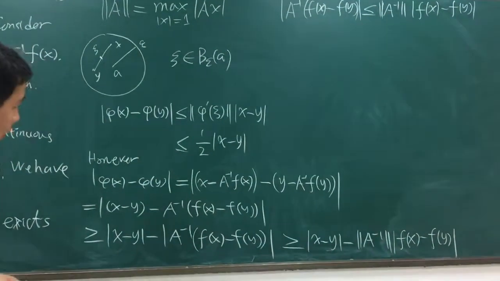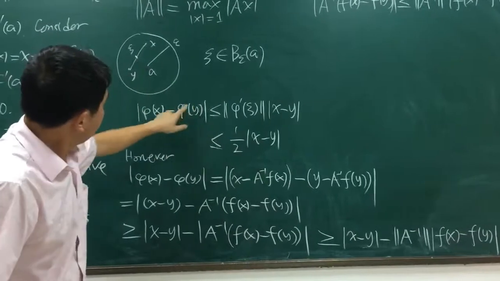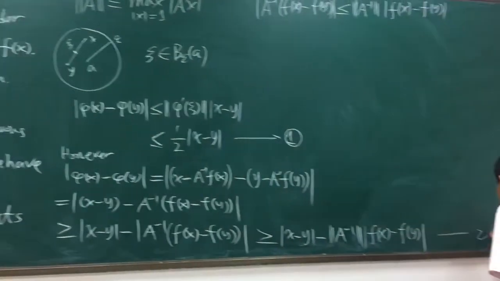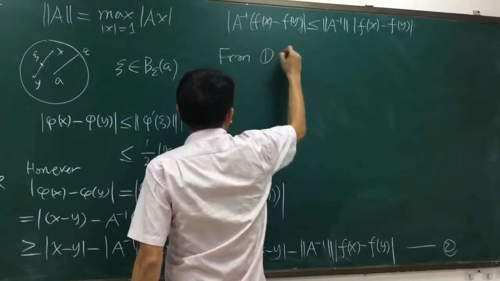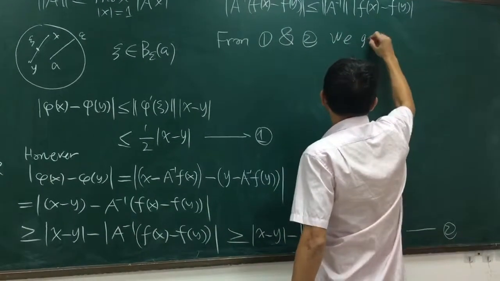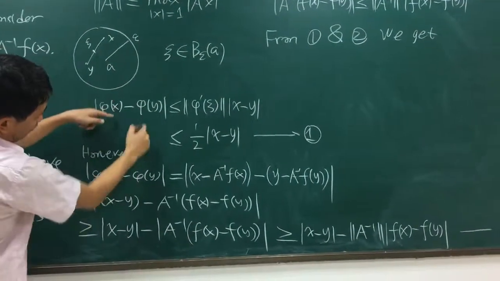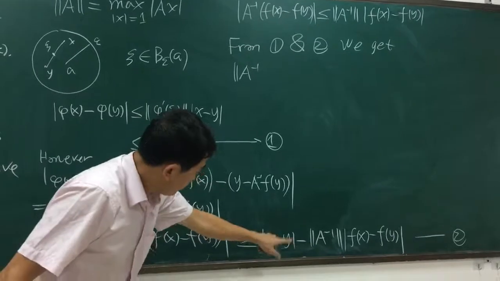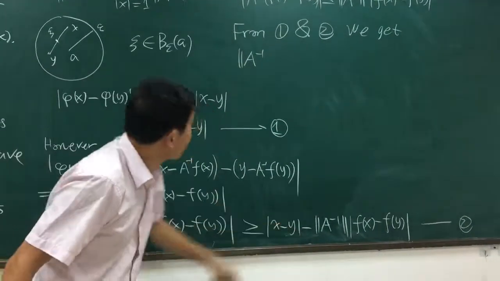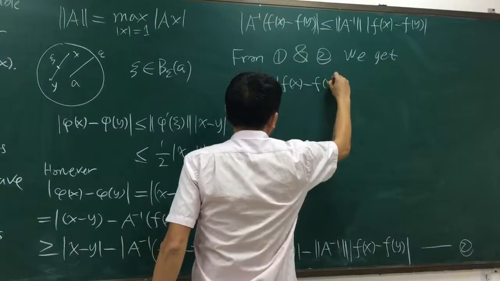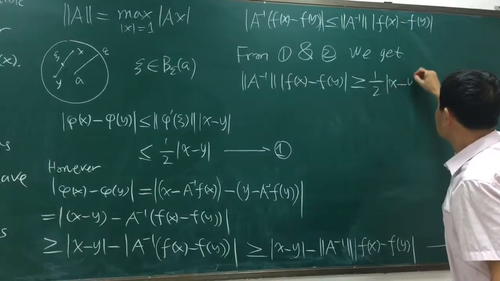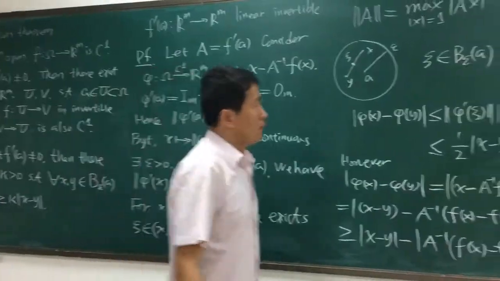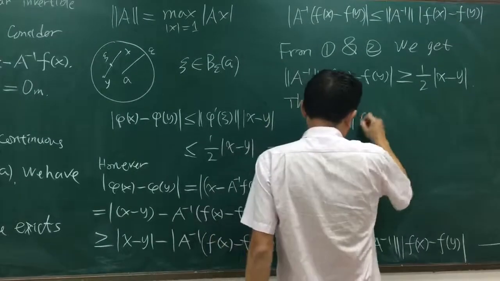Putting these two things together, what do we get? A half of this distance is not less than this distance minus this. So combine these two. This is 1, this is 2. From 1 and 2, we get what? This is equal. Therefore, we move this to the right hand side and then move this to the left hand side, and move this half to the right hand side. We will have this inequality for any x and y in this ball. That is our desired result.